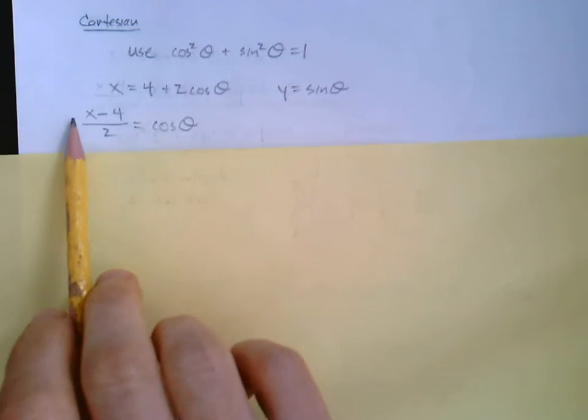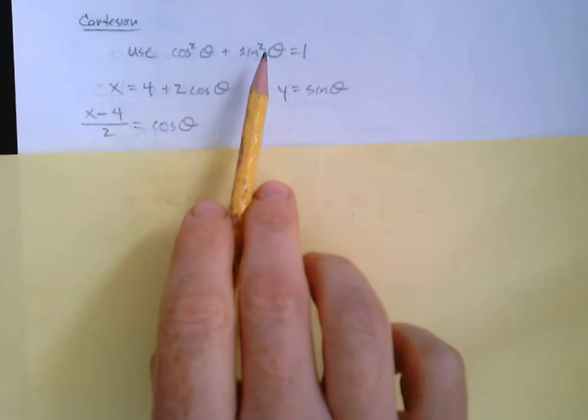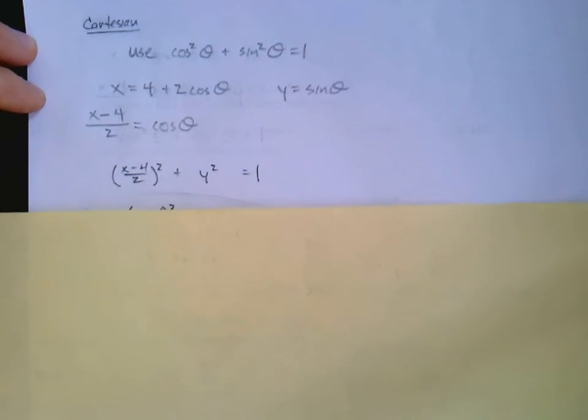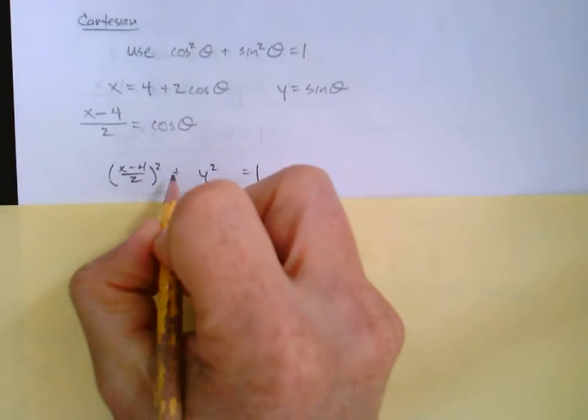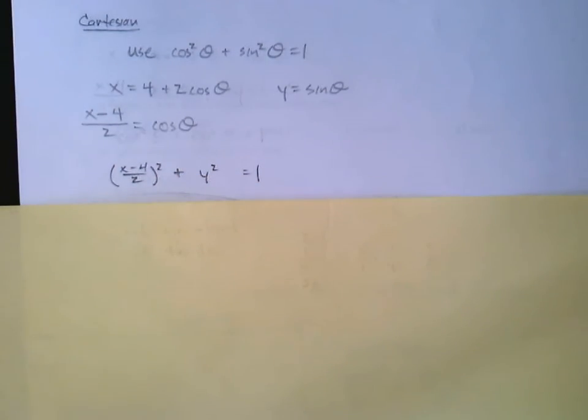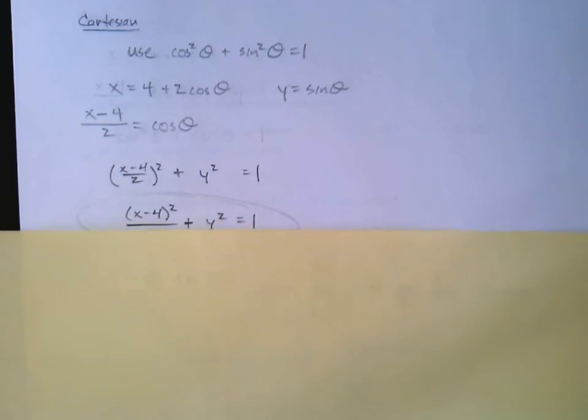And then I'm going to do a substitution. I'm going to put x minus 4 over 2 in for cosine. I'm going to put just y in for sine. And there, I've got it. The Cartesian equation. Now, usually the ellipse, we write it a little bit differently.